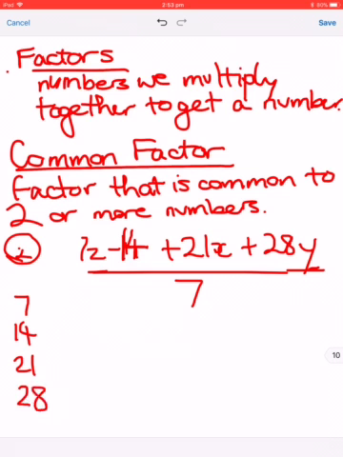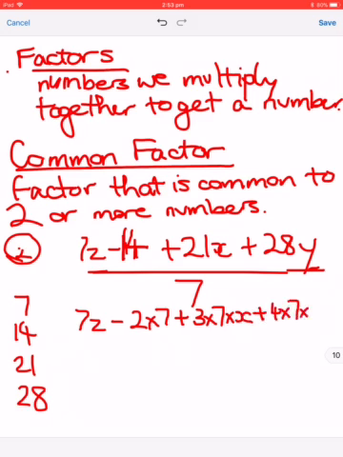If you're not sure, and you look at a problem like this and go, I really don't know what I can factorise. I don't have an x in each of these terms. I don't have a y in each of these terms. I don't have a z in each of these terms. Factorise it. Factorise each of the terms. So go 7z take 2 times z plus 3 times z times x plus 4 times 7 times y, alright, over 7.